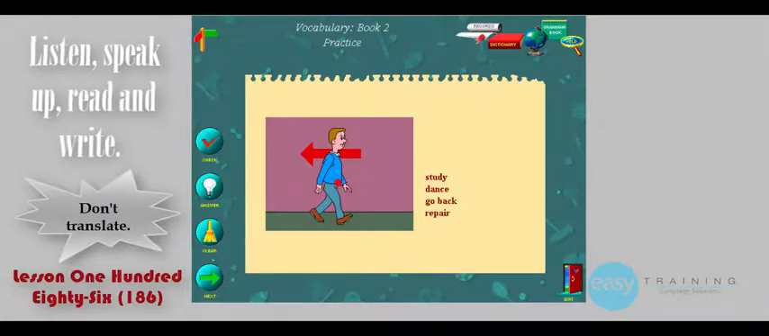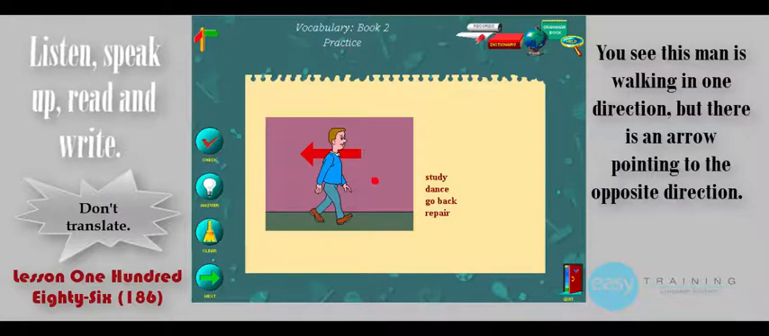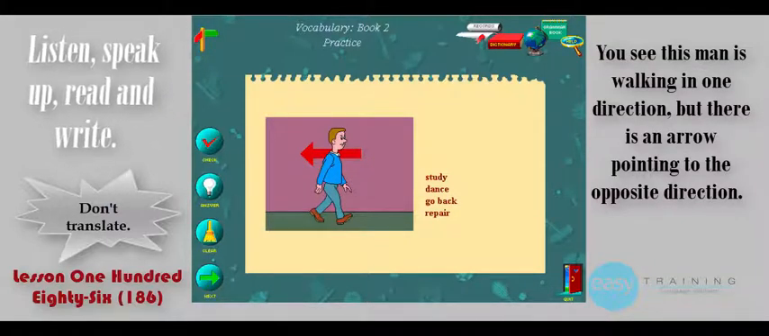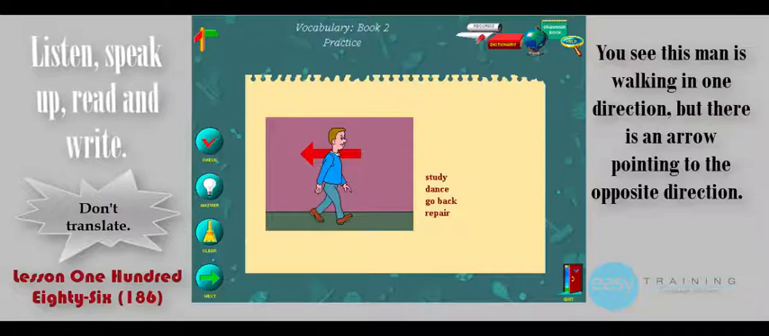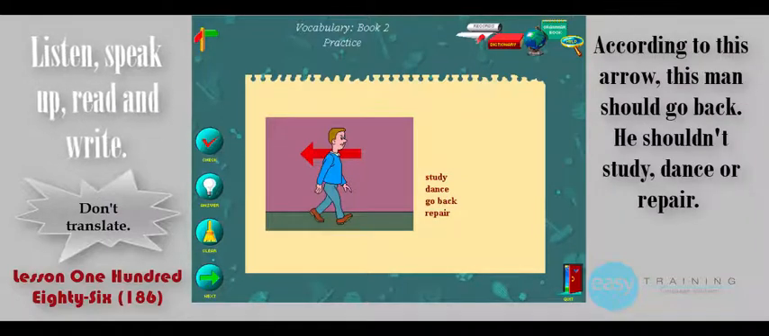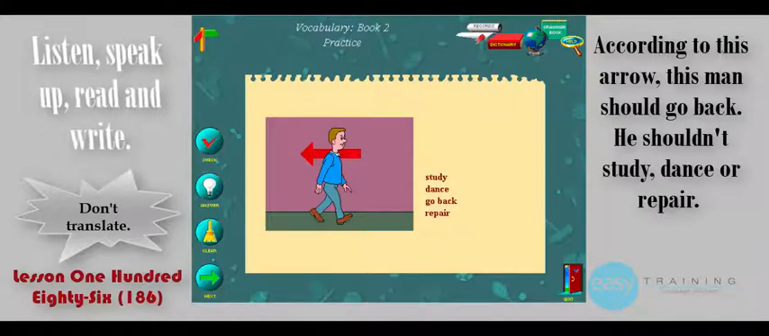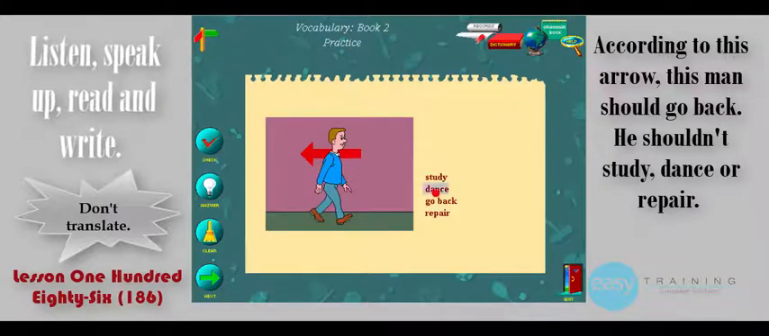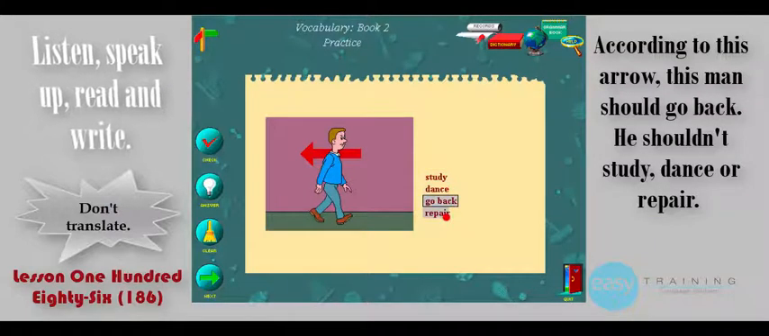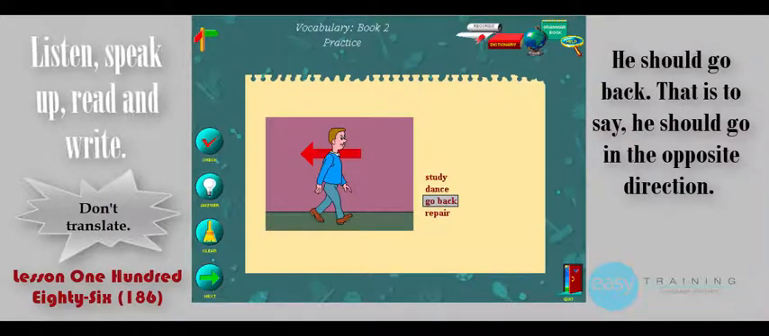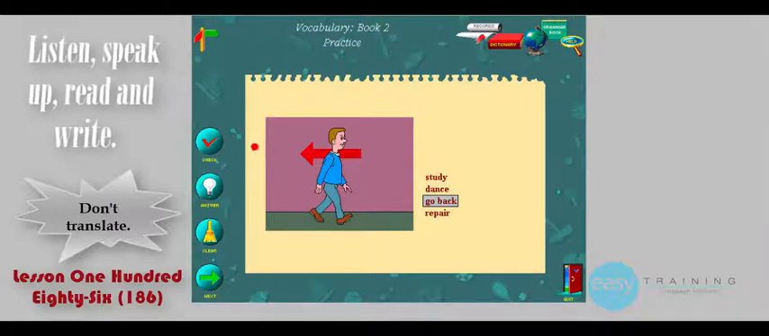You see, this man is walking in one direction, but there is an arrow pointing to the opposite direction. According to this arrow, this man should go back. He shouldn't study, he shouldn't dance, he shouldn't repair. He should go back. That is to say, he should go in the opposite direction.